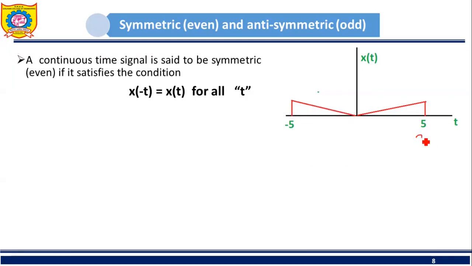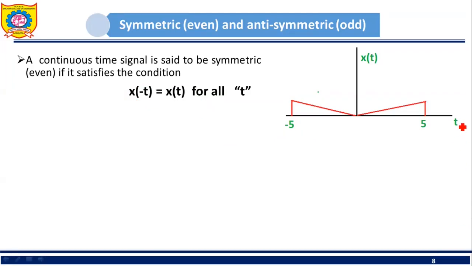Here, if we compare these two values, x of 5 and x of minus 5, are these two values the same? Yes. Here we have some value for x of 5, and if we compare it with x of minus 5, can I say that these two values are the same? Yes. That is, the condition is satisfied for t equal to minus 5. So x of minus t is equal to x of t.